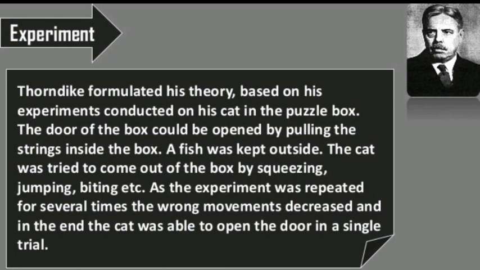Thorndike formulated this theory based on his experiments with a cat in a puzzle box. The door of the box could be opened by pulling the string inside the box. A fish was kept outside. The cat tried to come out of the box by squeezing, jumping, biting, etc. As the experiment was repeated several times, the wrong movements decreased and in the end the cat was able to open the door in a single trial.